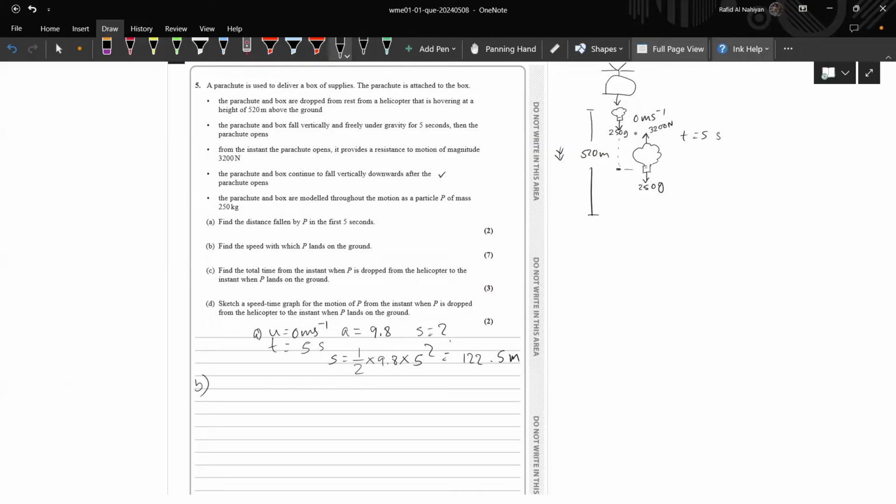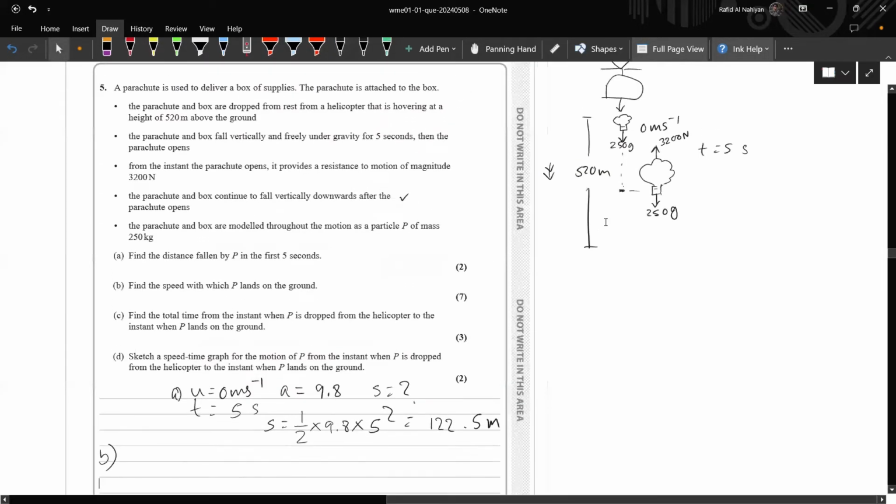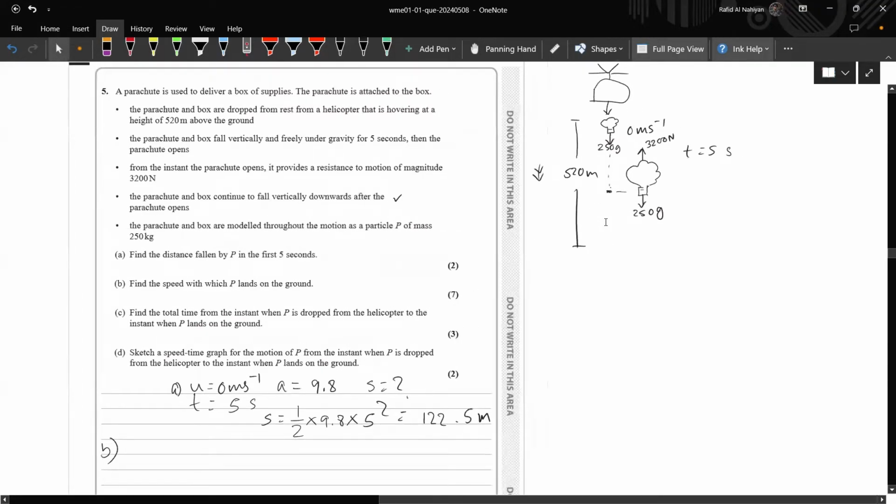With which P lands on the ground. This took me a while to figure out in the exam. And in 10 minutes, my heart was racing. So, I need a couple of things.